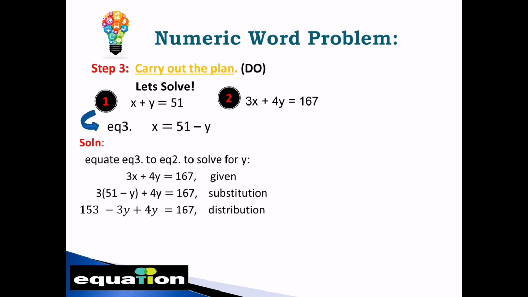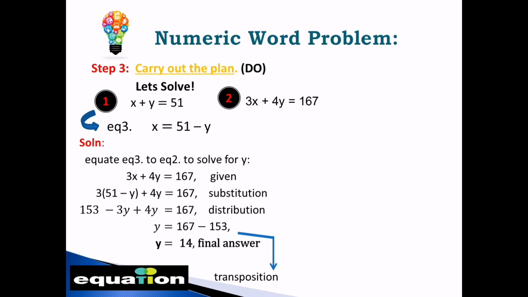So I am going to transpose 153 to the other side. We call it transposition. Since negative 3y plus 4y is y, or 1y, we now have y equals 167 minus 153. This time I am able to get the value of y by simply subtracting them. So the final answer is 14. In this case, I am able to give the value for y.